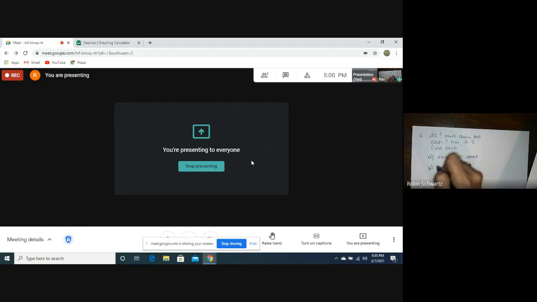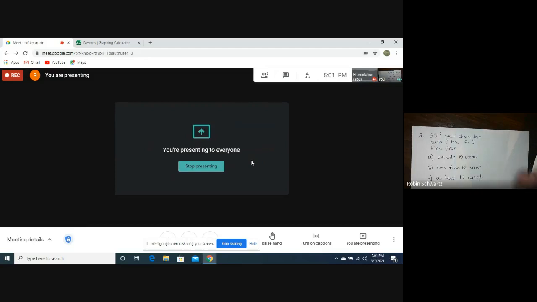B is going to be find the probability you get less than 10 correct. And the last question, find the probability that you get at least 15 correct.